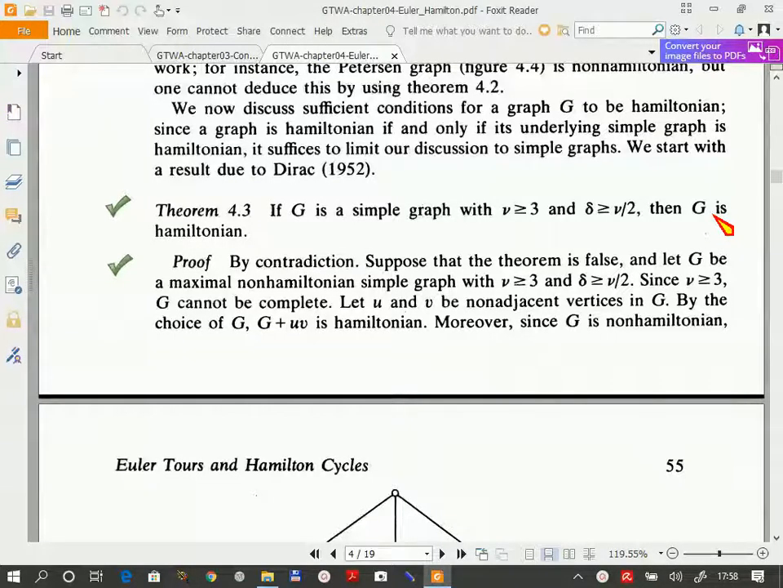Next, in the next lecture, we'll see a not so satisfactory if and only if, a necessary and sufficient condition.